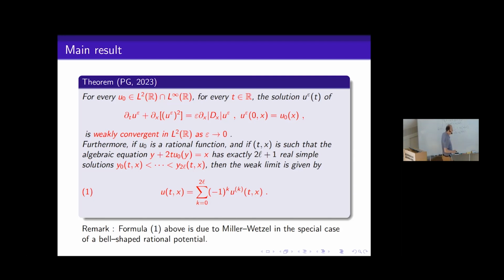u of t,x is the alternate sum of the values of u0. What is uk? I'm sorry, uk of t,x here is u0. I should have written it, sorry. uk of t,x is nothing but u0 at yk of t,x. So this is really the value of u0 at the point of the characteristic at t equals 0, which is propagated along the characteristic. So we have 2L plus 1 characteristics arriving at the same point t,x.